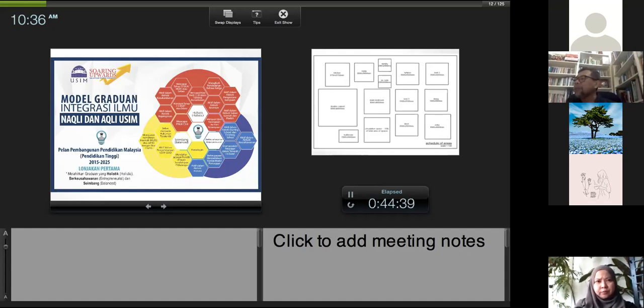Aktif dalam aktiviti keusahawanan, memperolehi pekerjaan dalam tempoh tidak lebih 6 bulan. Berkeupayaan menyediakan canvas model perniagaan. This is the challenge. Canvas model perniagaan. Macam mana? You should be able to come up with the project proposal. Aktif dalam aktiviti inovasi. Inovasi. We try to integrate in your curriculum. Tapi macam mana? So these three components.